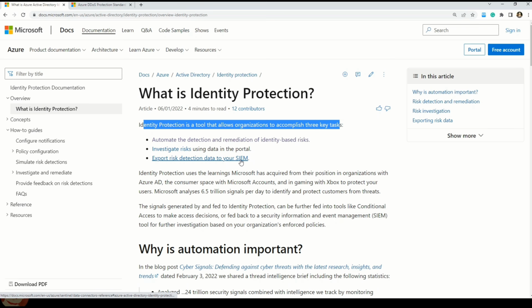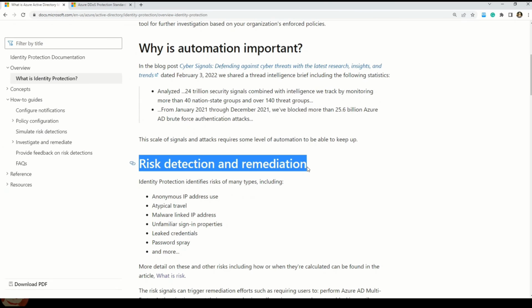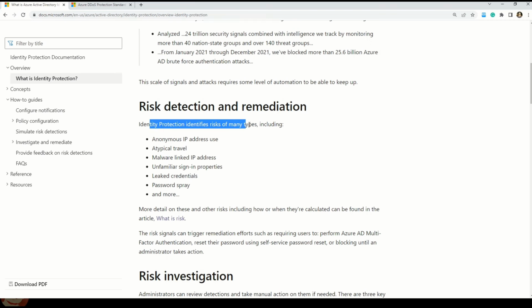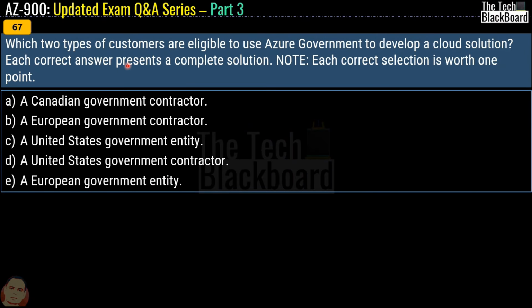And in this very documentation, if you scroll down a little more, you will reach this section which says risk detection and remediation. Here you can read that identity protection identifies risk of many types, and that includes anonymous IP address use. And this is exactly what is given in our question as well. So you can read a lot about identity protection in this page. The link for this page is available in the description box.